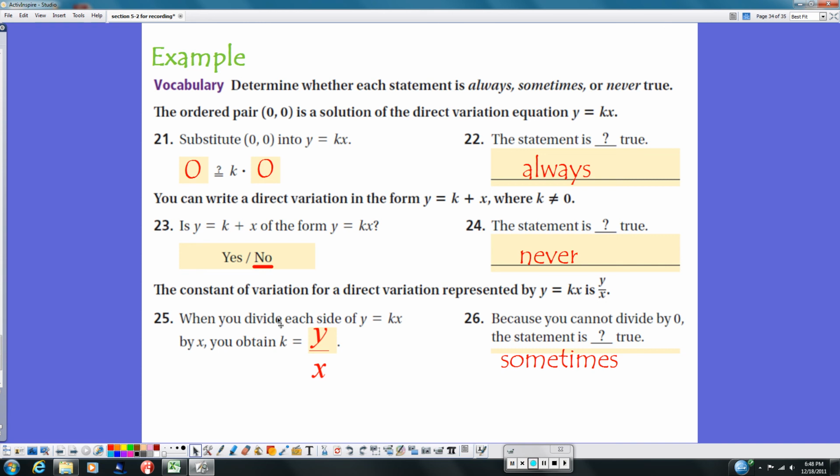And finally, the constant of variation for the direct variation represented by y equals kx is y over x. When you divide each side of y equals kx by x, you obtain k equals y over x. Since you cannot divide by zero, this statement is sometimes true. If x would happen to be equal to 0, then it would not be true because we can't divide by 0.